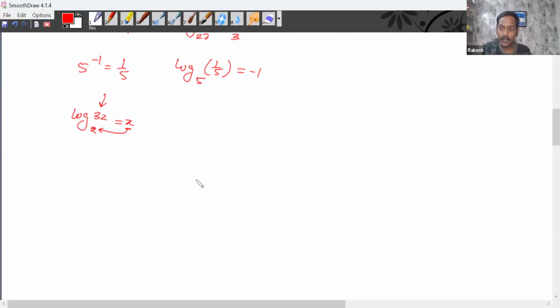So I'm converting it back to its radical sign, into the indices way, right? Base to the power of something. So I can write it as 2 to the power x is equal to 32. This is as good as this. Now we know that 32 is nothing but 2 to the power 5. If the base is same, can I say the powers will also be the same? So the value of x comes out to be 5, and that is what needed.